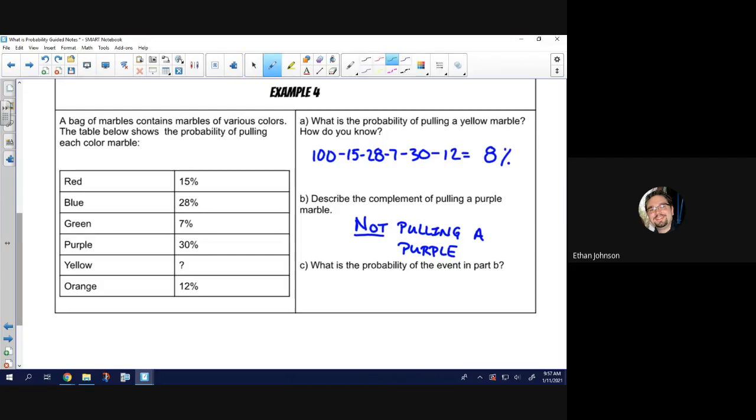So then, what is the probability of the event in part B? So that complement, and we talked about the complement was the same thing as 1 or 100% minus the probability of that event. So the probability of pulling a purple. It would be 70%.